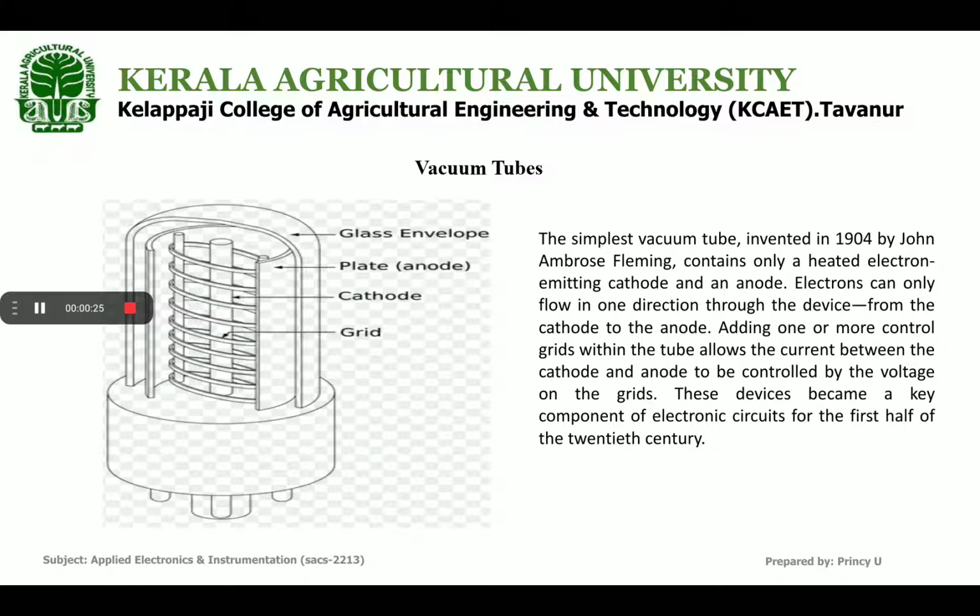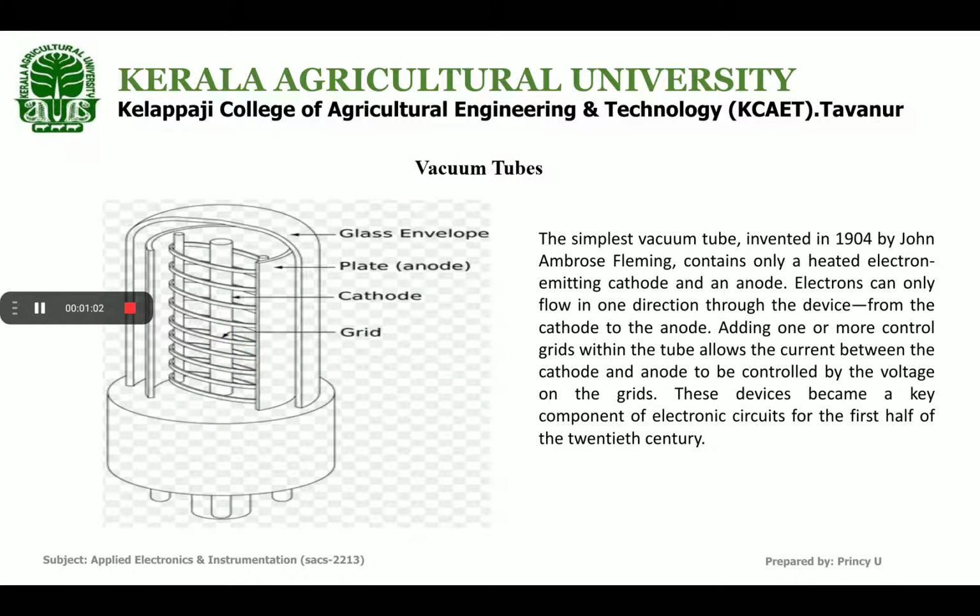This was the first device before the invention of the transistor that was used as an amplifier and in most of the electronic circuits. Let us see the working of a vacuum tube. It consists of a heated electron emitting cathode. When it heats up, it will emit electrons to the anode. This cylindrical plate is the anode, and there is a control grid to control the flow of electrons.